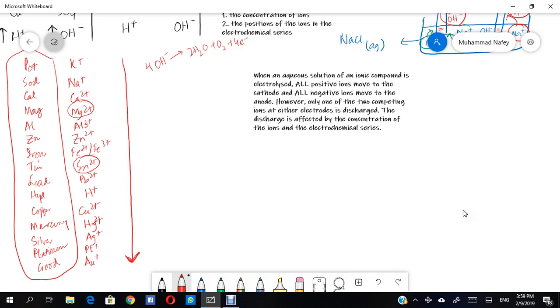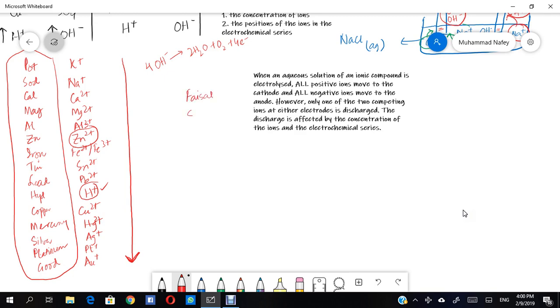Similarly, if I have a competition between equal amounts of hydrogen ions and, let's say, zinc ions, then hydrogen ions will be discharged and not zinc ions. Why? Because hydrogen ions are lower in the electrochemical series and hence they are easier to discharge. This is the electrochemical series for cations. We have a similar electrochemical series for anions as well. And there's a mnemonic, it's a pretty weird mnemonic to remember it, but it helps me a lot. So the mnemonic goes this way.